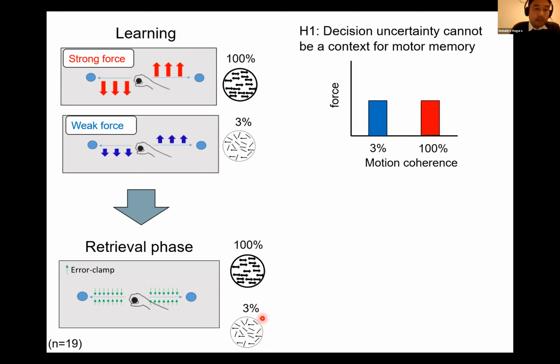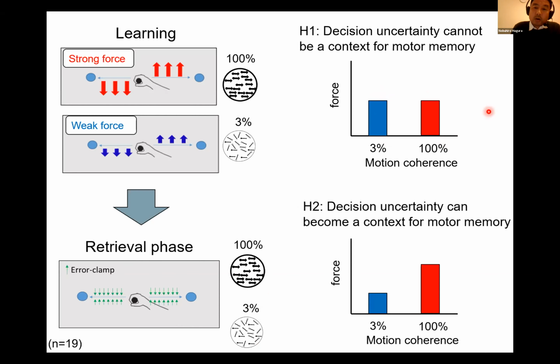So we have, again, two hypotheses. If the decision uncertainty cannot be a context for motor memory, they should not be able to differentiate these two force fields. So the amount of force they will produce in the retrieval phase will be the same between the 3% decision and the 100% coherent motion decision. Whereas if the decision uncertainty can be a context for the motor memory, then they can produce a stronger force for 100% coherent motion, and a weaker force for the 3% coherent motion.